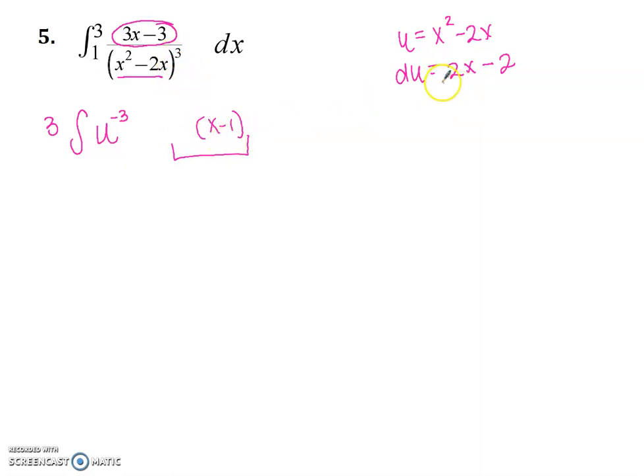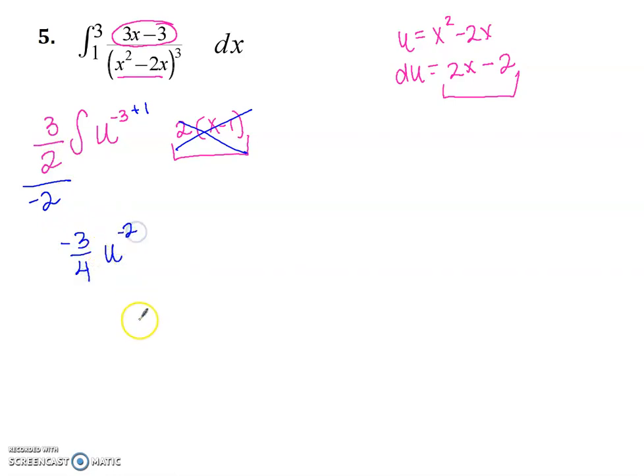This is what needs to match du. In order to make this match 2x minus 2, I need to multiply it by 2, so on the outside, I want to divide by 2. Now I can ignore this and do the antiderivative. Add 1, divide by your new exponent, which will be negative 2. So 3/4 divided by negative 2 is going to be negative 3/4 u to the negative 2.